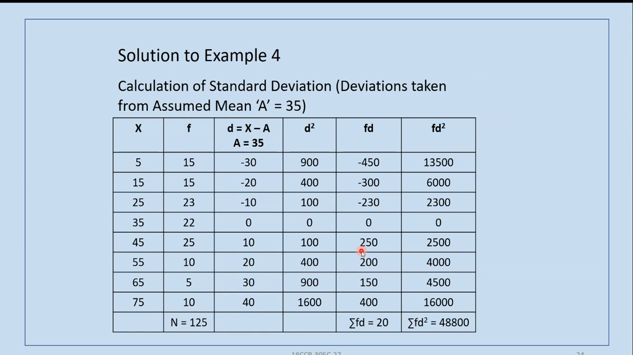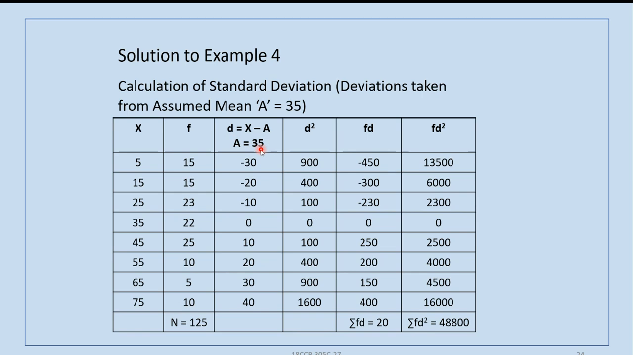Now, the calculation of standard deviation after converting the cumulative frequencies to normal frequencies. Here an assumed mean is taken, so we need not calculate the actual mean. In the first column we have taken x values, in the second column the frequencies f, and in the third column the deviations, that is d is equal to x minus a.